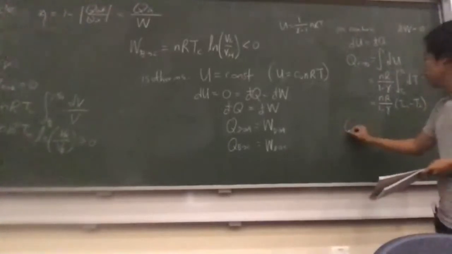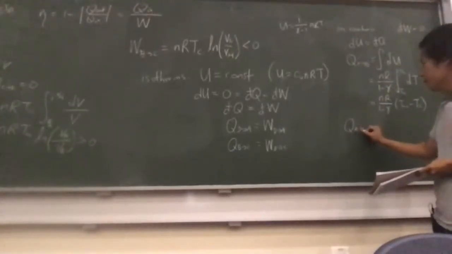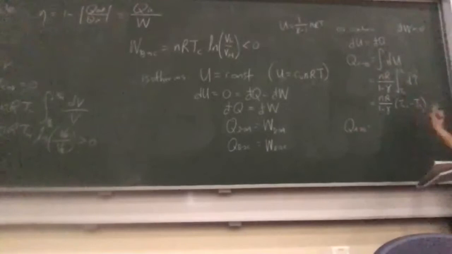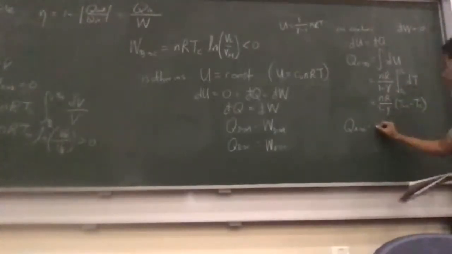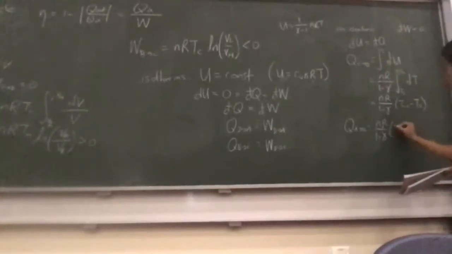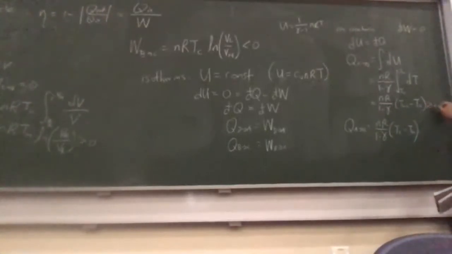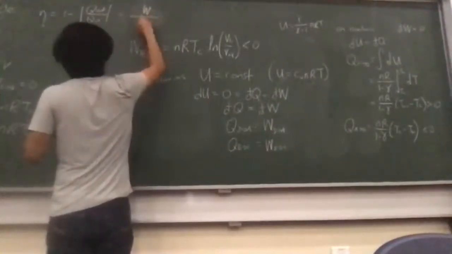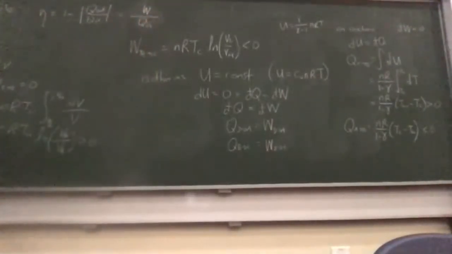This is the exact same process for going from A to B, except rather than going from Tc to Th, you're going from Th down to Tc, so this gets swapped. But the rest remain the same because it's the same gas. So it's still nR on 1 minus gamma, Tc minus Th. And this is obviously positive, and this will be negative, so heat flow in and heat flow out. Okay, I knew I got this wrong way around. It's W on Q in. I'm running out of room here, so I'm going to move to the other board.